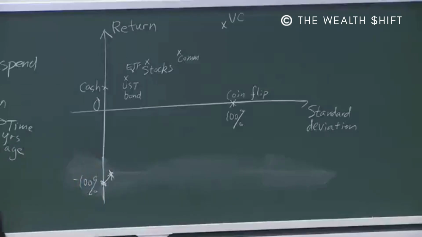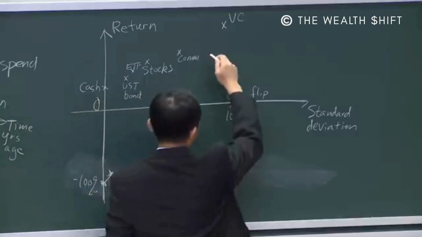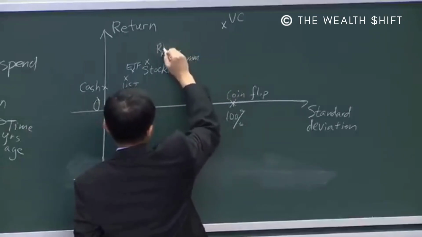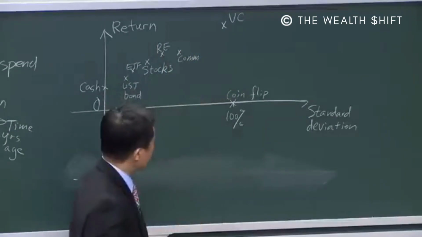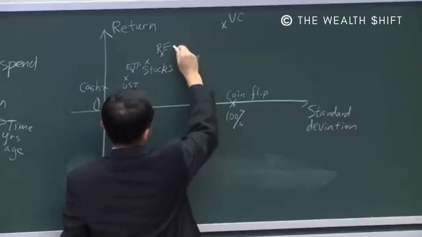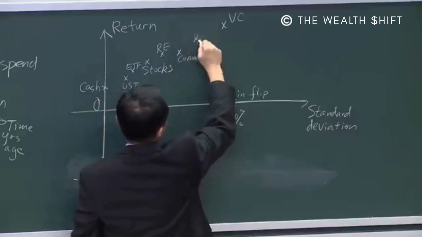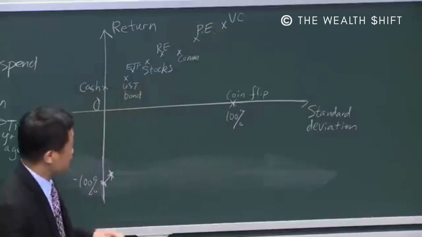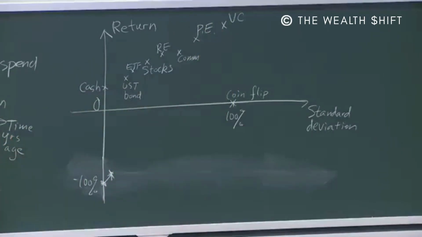Okay, let me look at what you came up with. Real estate, I would say probably somewhere around here. Private equity, probably somewhere here. Or investing in hedge funds, somewhere here. So I think that's enough examples to cover.